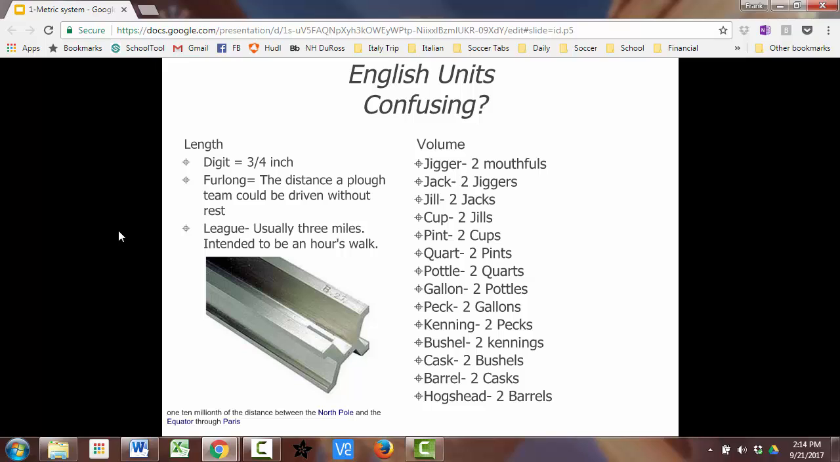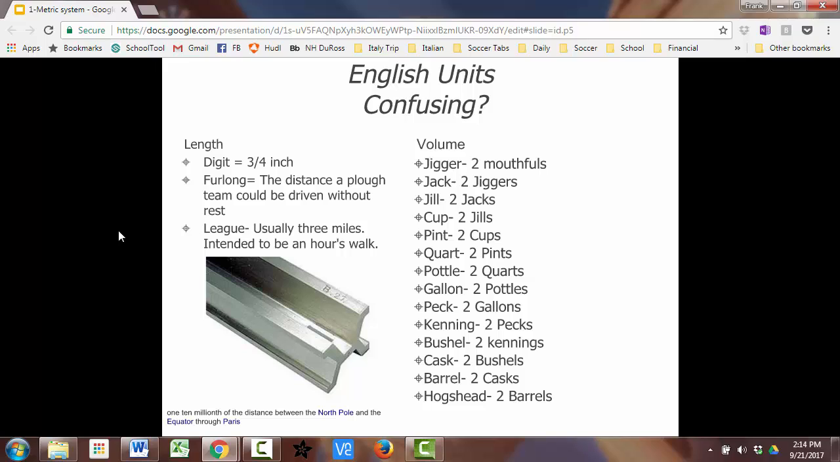So, would you like to convert 93 quarts into how many hogsheads? No. Probably not. That'd be annoying. Much easier converting milliliters into liters in the metric system.